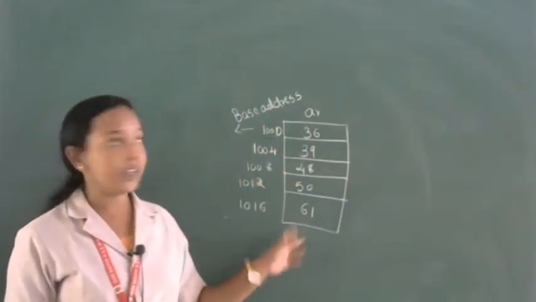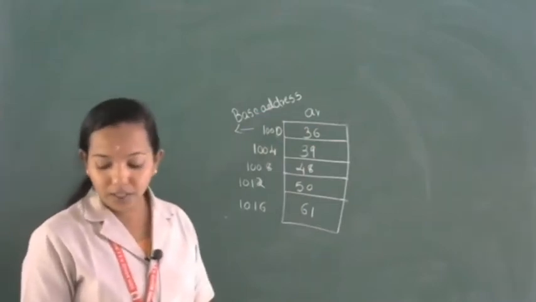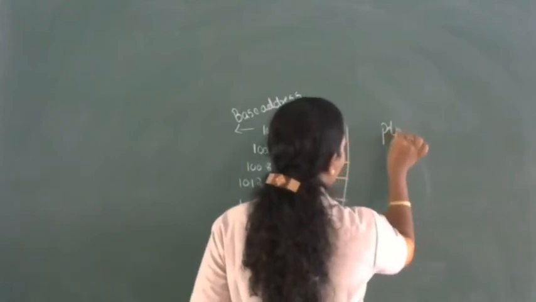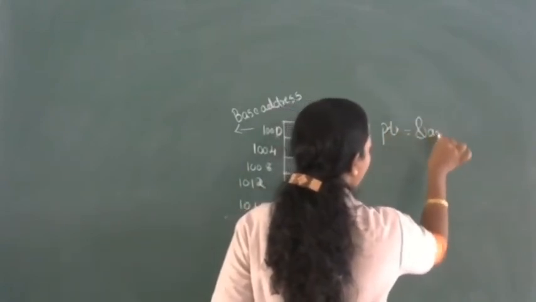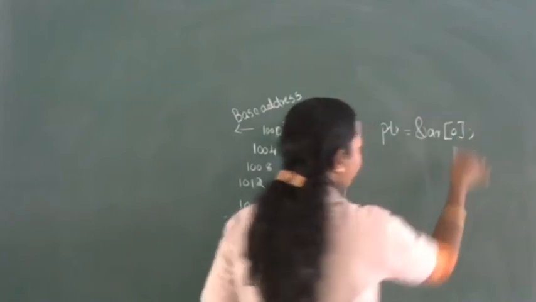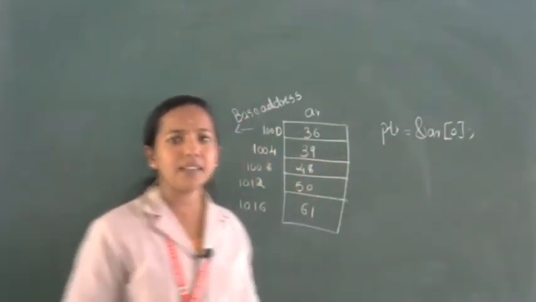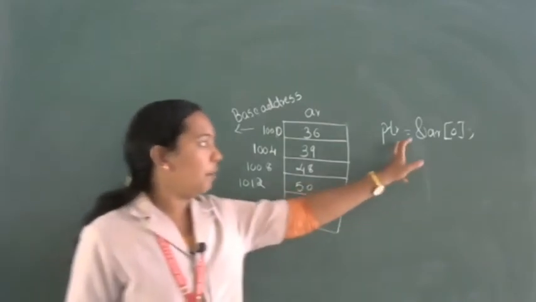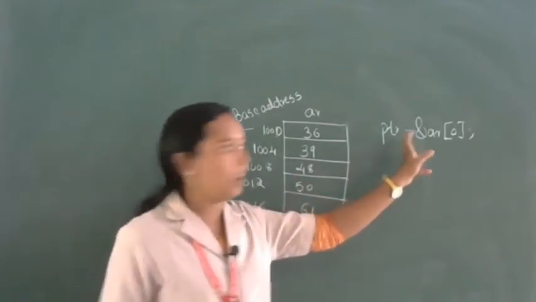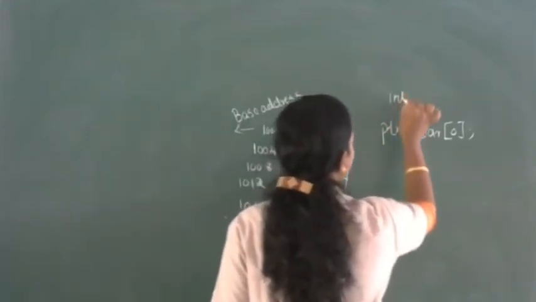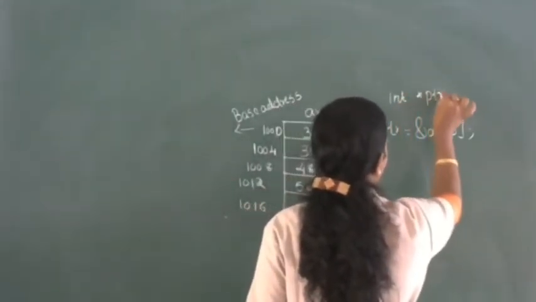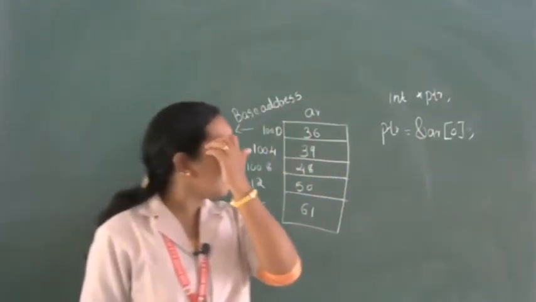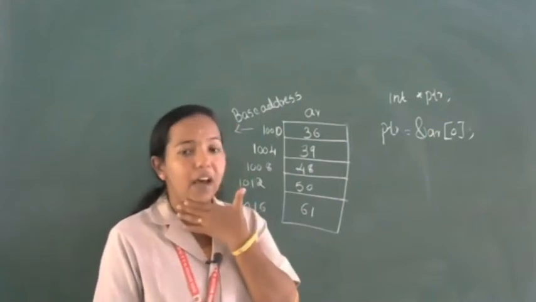Then operations on pointers, here we are going to compare. This is an array. What is the array name? AR. Here I am going to use one more pointer variable: PTR is equal to ampersand of AR of 0. PTR is a pointer variable name, so I am declaring that first: int star PTR. Then after that, ampersand of AR of 0.